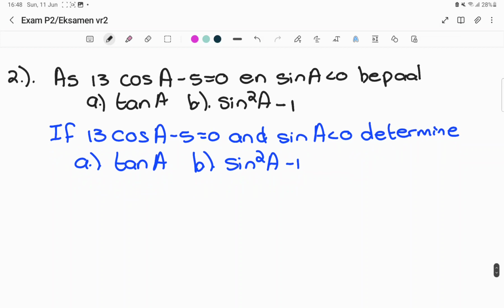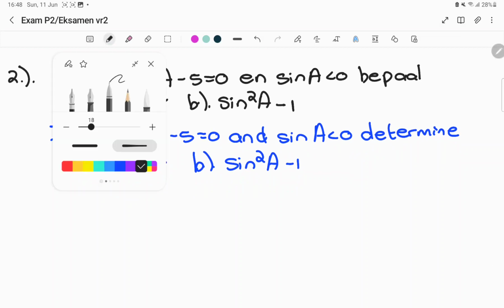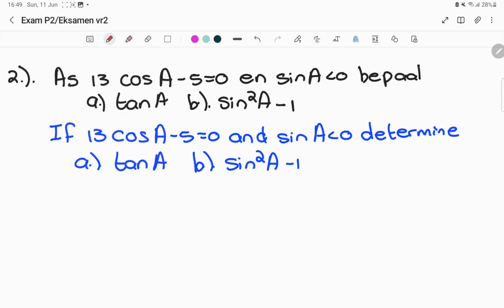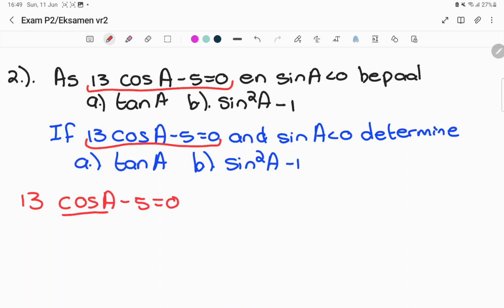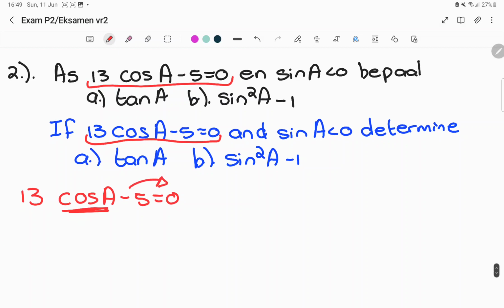The first thing I told you is to always take your first part and evaluate that first. So my first part says, if 13 cos A minus 5 is equal to 0. So I'm going to take my first part and rewrite it and evaluate it. By evaluating, I mean you have to get your identity alone and a ratio or a fraction on the other side. The first thing we are taking over is my negative 5.